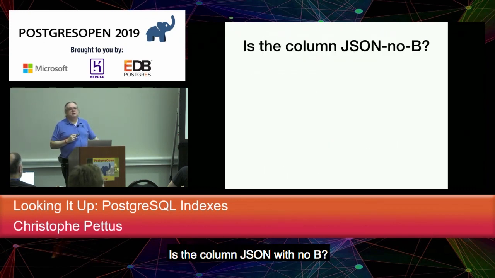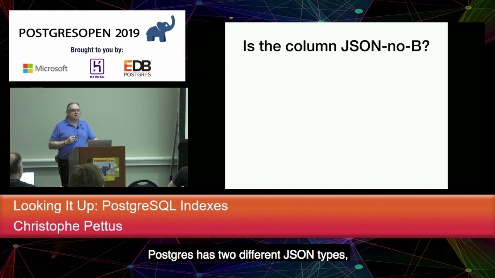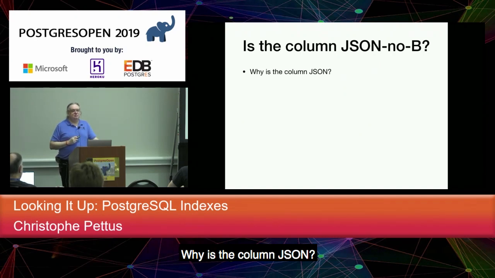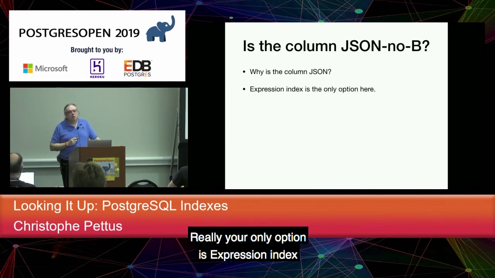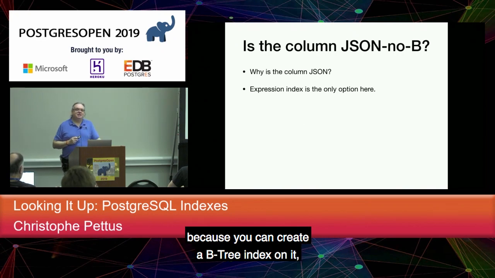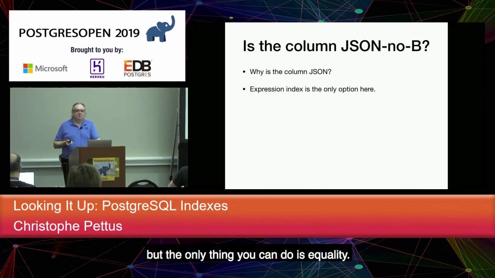Is the column JSON with no B? Postgres has two different JSON types, JSONB and just plain JSON. Why is the column JSON? It's obsolete, you should not be using this. Your only option is an expression index, because you can create a B-tree index on it, but the only thing you can do is equality.